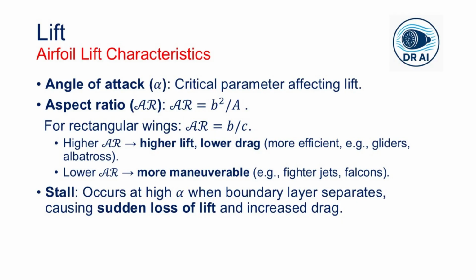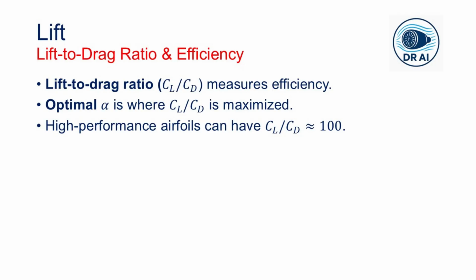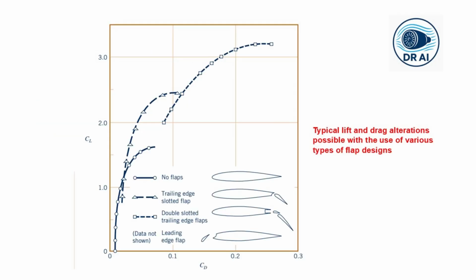Now, longer wings have smaller tip effects relative to their total area, so induced drag is lower. This is why gliders and long-range aircraft have very high aspect ratios. They prioritize efficiency over maneuverability. Now, modern aircraft don't rely on a fixed shape.